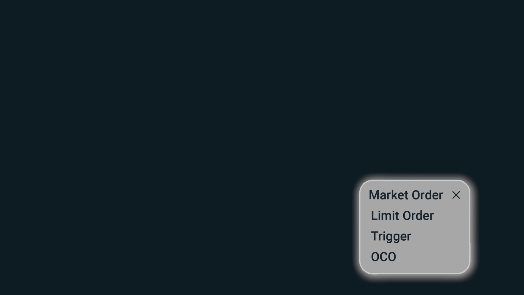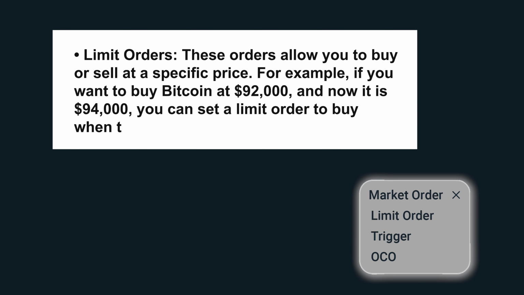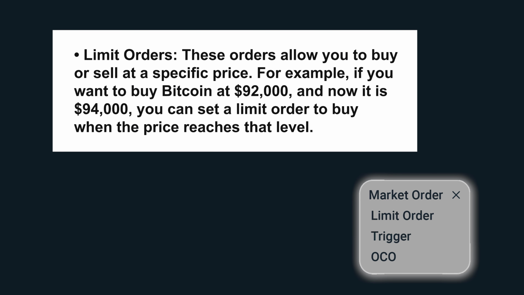Next, we have extra key trading concepts. Let's go over some essential terms you'll encounter in trading. First, limit orders. These orders allow you to buy or sell at a specific price. For example, if you want to buy Bitcoin at 92 and now it is 94, you can set a limit order to buy when the price reaches that level.